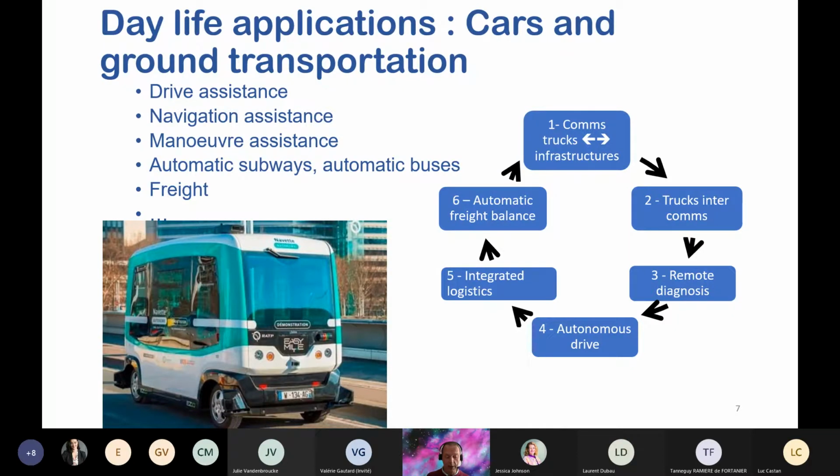Freight. Some people are studying connected trucks which would follow each other as trains, with maybe only one driver, would connect to warehouses in order to optimize journeys and freight loads, and would report malfunctions and then be sent to maintenance.